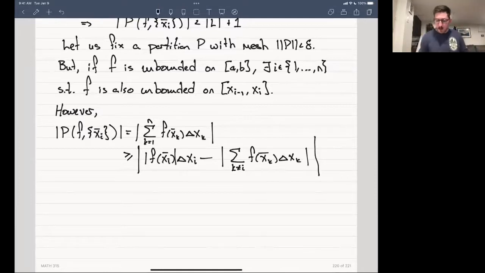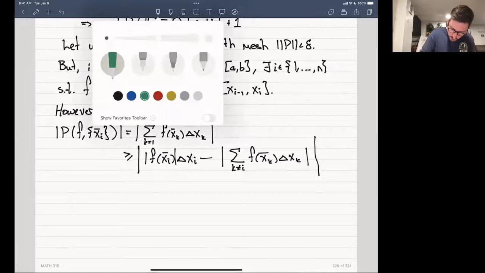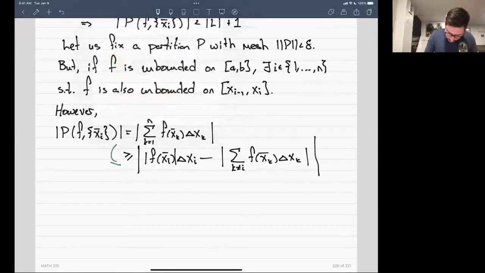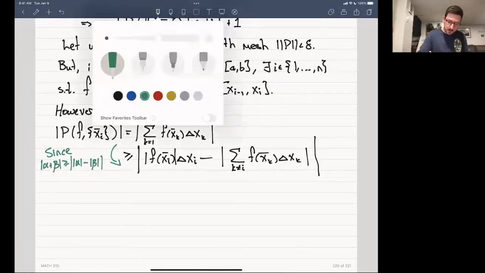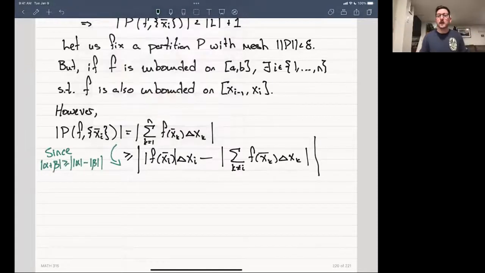So this is using the reverse triangle inequality here. You might have to look this up, so maybe I'll just put a little note. This is since you can do this little trick: the absolute value of alpha plus beta is greater than or equal to the absolute value of alpha minus the absolute value of beta. So that's the little trick that I'm using here. This is called the reverse triangle inequality. I highly recommend trying to prove it on your own to have a little bit of fun.